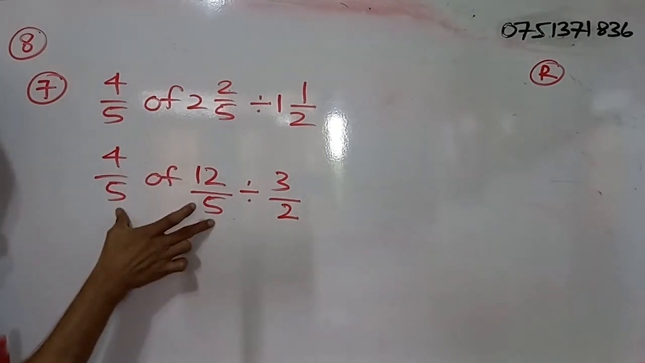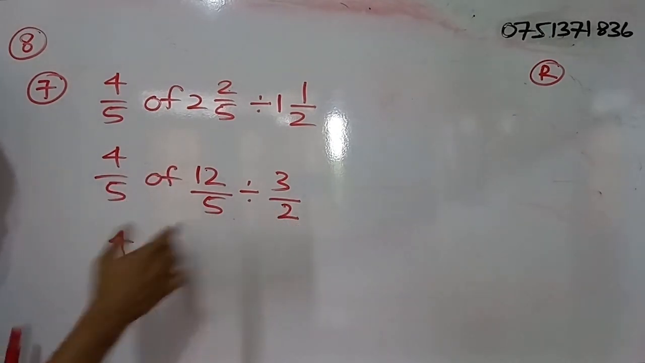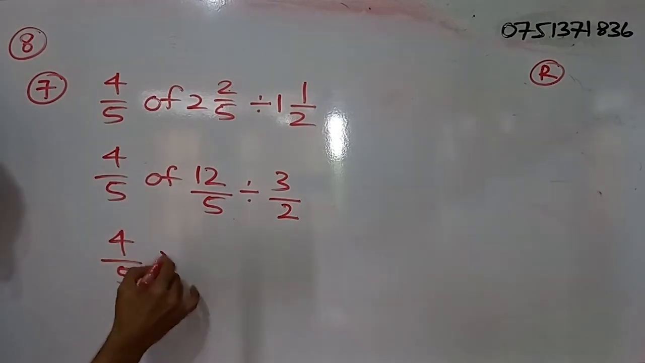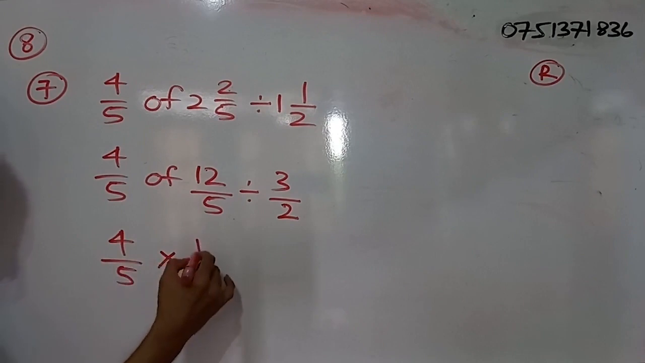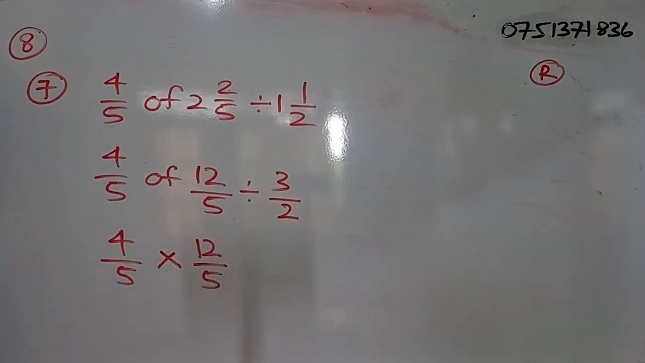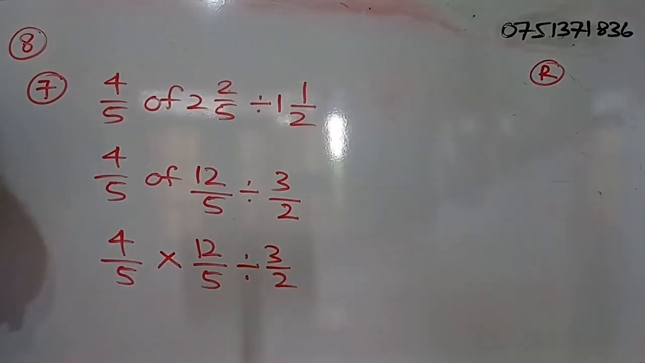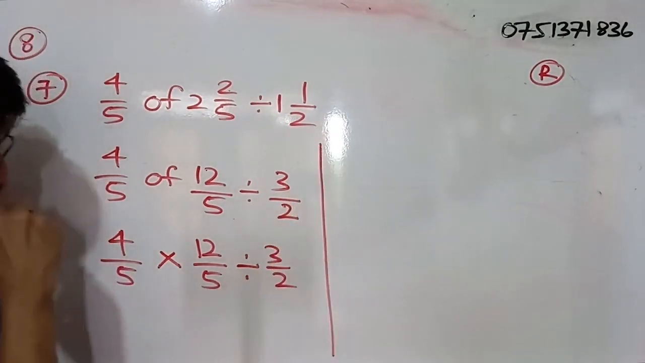Now we have to follow the BODMAS rule. So here we have to simplify these two first, then we have to move to this according to the BODMAS rule. Right, so we replace of with the multiplication symbol, then 12 by 5 divide that by 3 by 2. Okay, so can we do some simplifications here? No, right. Okay.